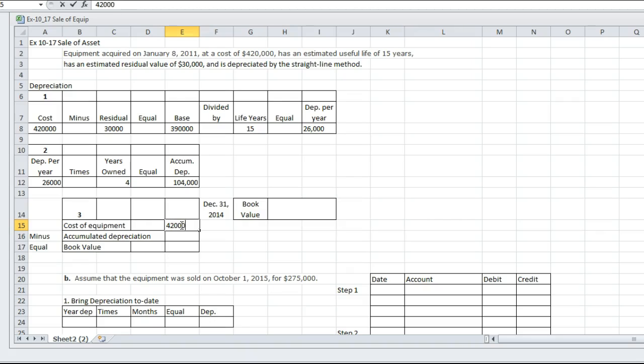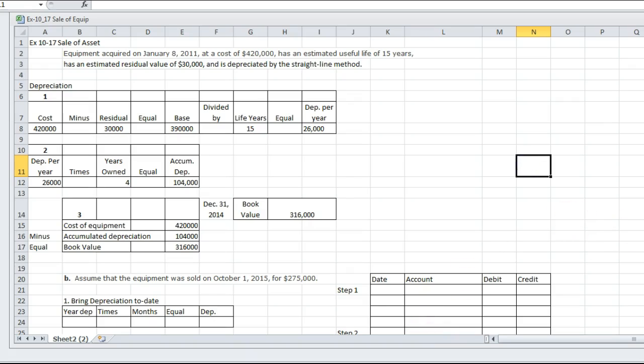Now, if we want to know the book value of that piece of equipment right now, we would take the cost minus the accumulated depreciation, and that would give us the book value as of December 31st, 2014. So we're pretty clear up to there, right? So the book value is $316,000.